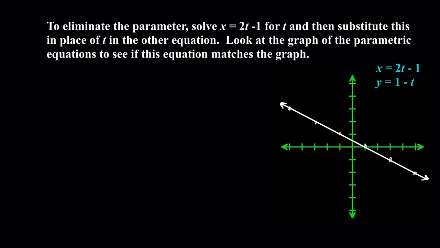Now, could we write an equation for this line in terms of x and y? Yes, we could. And what we do is a process called eliminating the parameter. So to eliminate the parameter, you're going to solve one of your equations for t. All right, so we're going to take x equals 2t minus 1. We're going to solve for t.